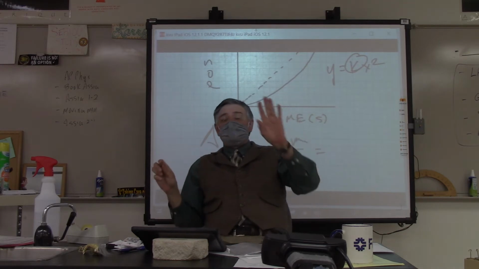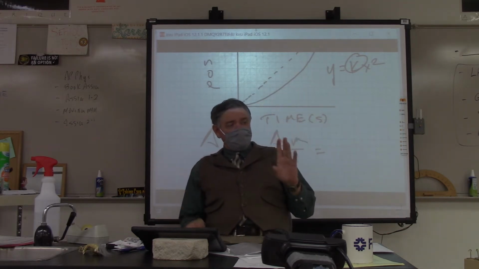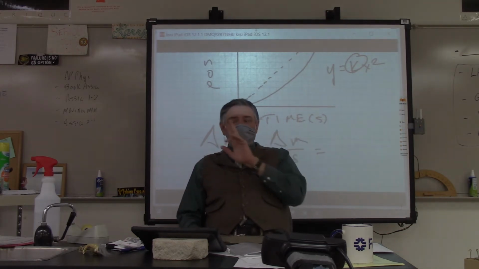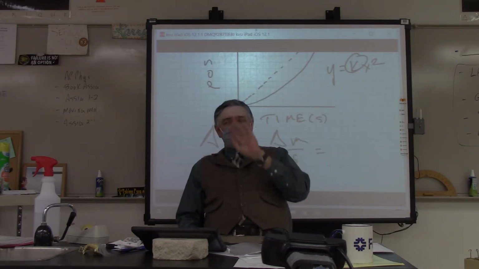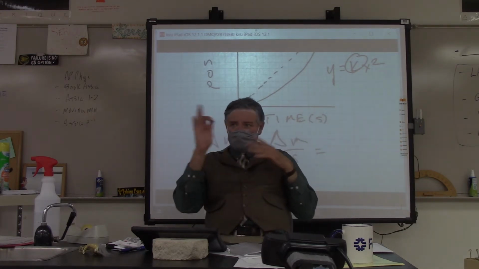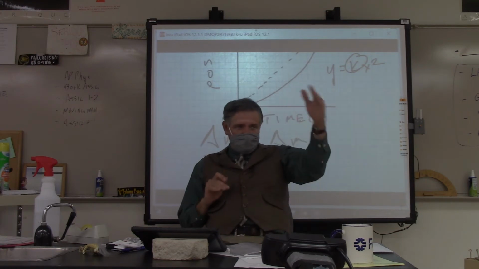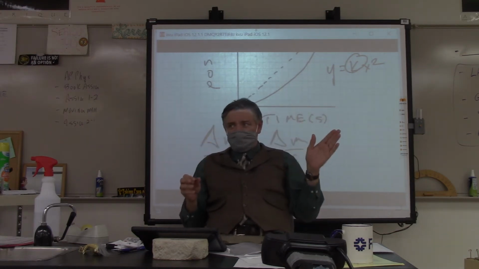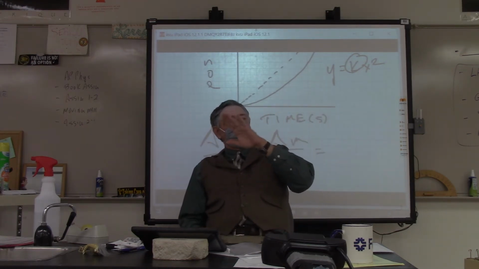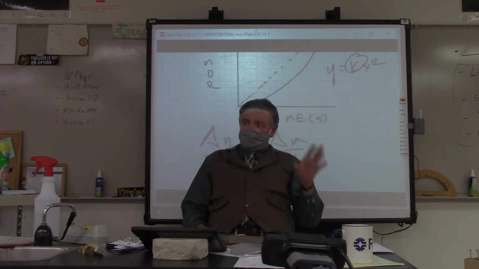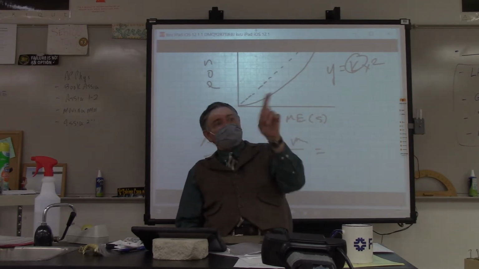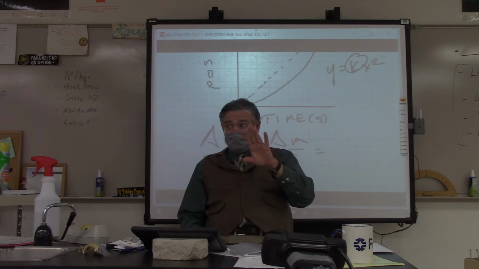Literally, every motion that we're going to study in this class can only be one of two things. It's either constant velocity, meaning the velocity vector isn't changing, not getting bigger, not getting smaller, not changing direction, or it's accelerating and something is changing. It's speeding up, it's slowing down, or it's changing directions. One of those three things, right?